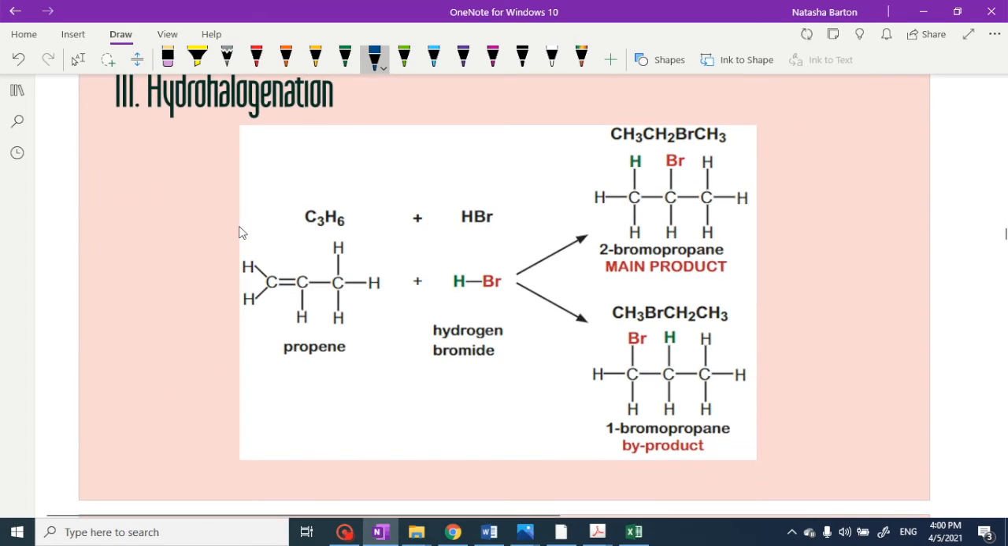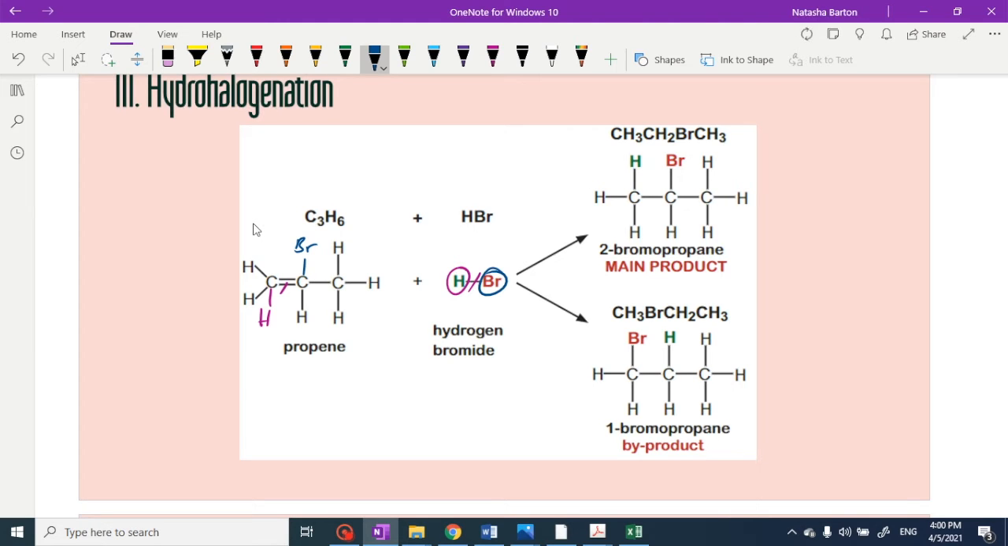Here's another example from your textbook. Fortunately, they've labeled the propene correctly this time. So here they say our propene is going to react again with hydrogen bromide. So this bond is going to break. And then over here, we are going to have our hydrogen attached. On the other side, our bromine might attach. I'm going to draw it up here.